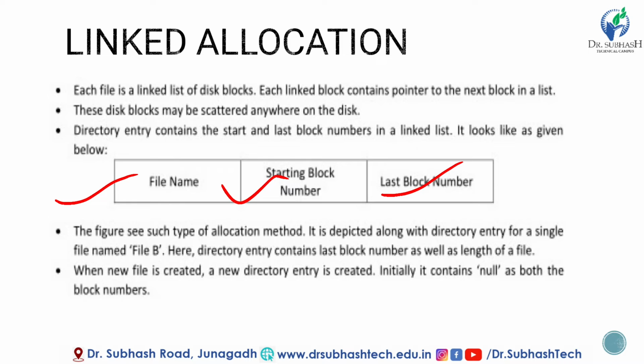So in the directory entry there is some change. The file name is as it is, the starting block number is as in the previous method, but the third attribute is the last block number, whereas in the continuous allocation method it is the size of the block. In figure C, such a type of allocation method is depicted along with the directory entry for a single file named file B. Here the directory entry contains the last block number as well as the length of the file. When a new file is created, a new directory entry is created. Initially it contains null, as both block numbers are empty.